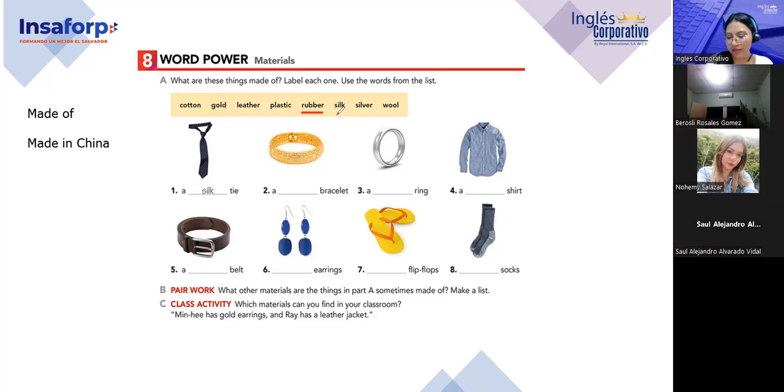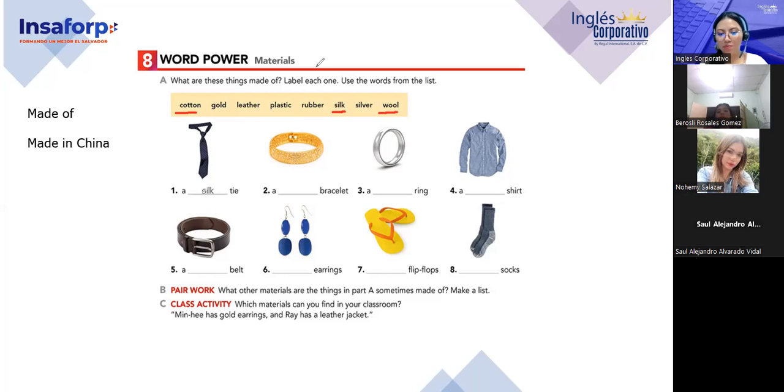Y muchas veces lo traducen como caucho. Depende de lo que estén hablando. Las llantas están hechas de este material. Rubber. Y puede ser goma también. Silk. ¿Sí? Es un tipo de tela también. Silk. Seda. Y tenemos otro tipo de tela. Wool. ¿Qué será wool entonces? Lana, ¿verdad? Lana, yes. Tenemos seda y por aquí al inicio dijimos el cotton.